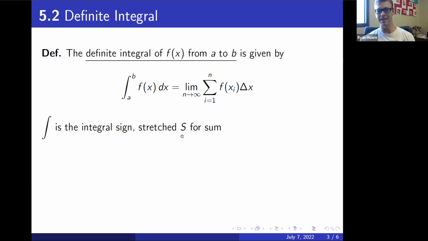Where does that come from? That is literally a stretched capital S. Why a stretched capital S? Because it represents a sum, right? We're doing a summation. Okay.